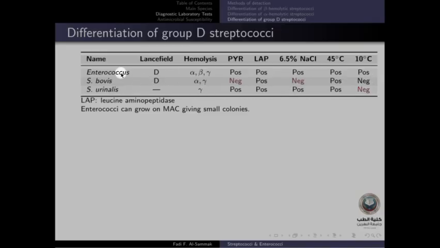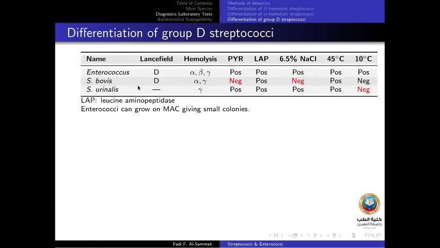Now, Enterococcus is known to be a major health threat because of their antimicrobial resistance. And not only do they resist the harsh conditions, but also they resist multiple antimicrobials.